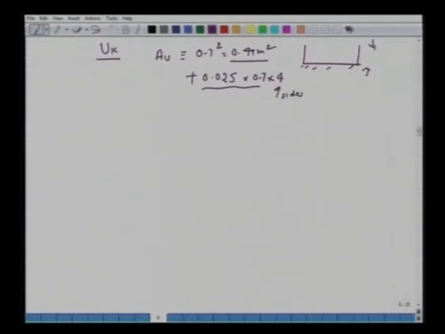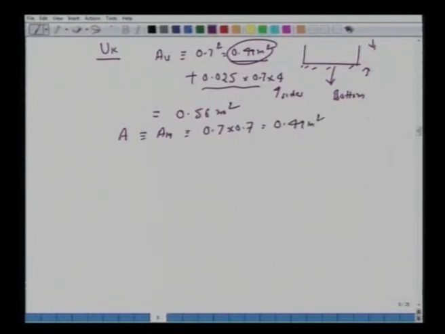So this is your 0.49 meters square from the bottom, and the four sides you have this. If you do this, it is 0.56 meters square. Area of drying plus the average mean area of drying, it's all the same, 0.7 into 0.7. It's a rectangular slab here, so 0.49 meters square. There is no effect of geometry. So this is all 0.7 here and 0.7 here. All right, so this is 0.7 into 0.7.